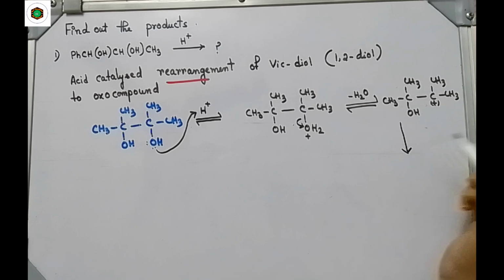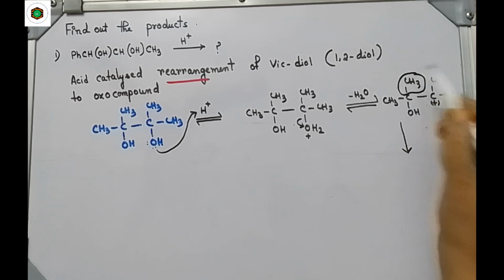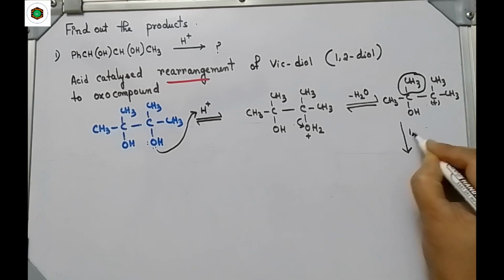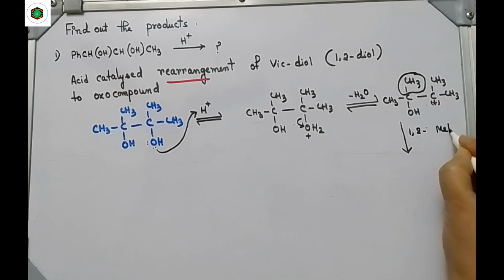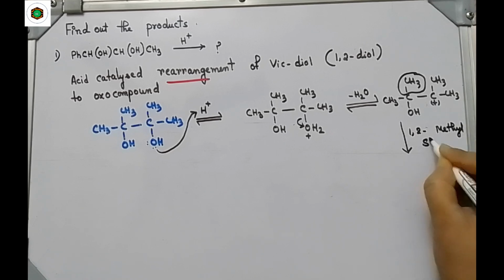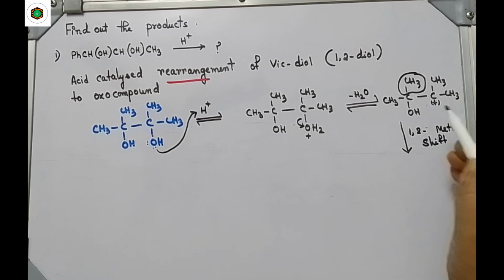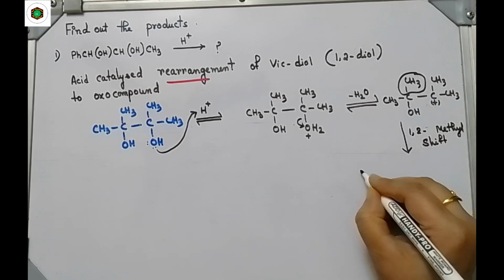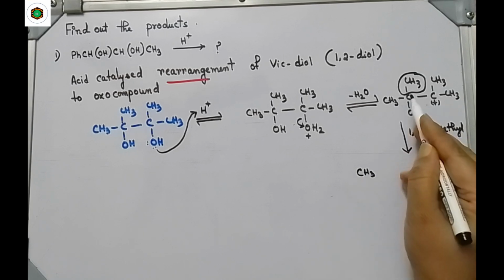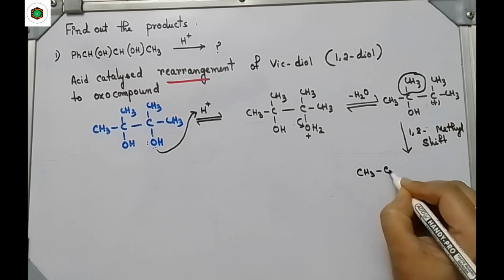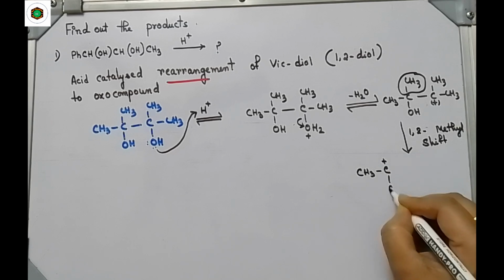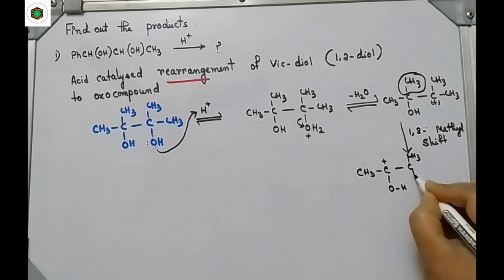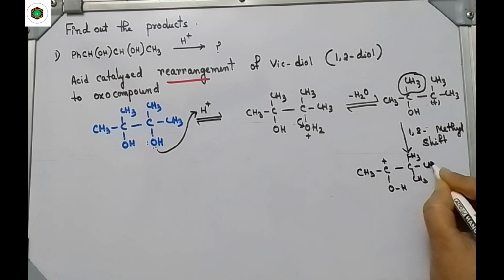Then what will happen? Migration of this methyl group with its bonding electron is taking place to adjacent carbocation. So this is 1,2 methyl shift. 1,2 means from one position it is going at position 2. If this group is migrating with bonding electron, this carbon will become positively charged. And here it is coming at this carbon. So here CH3 we are getting.